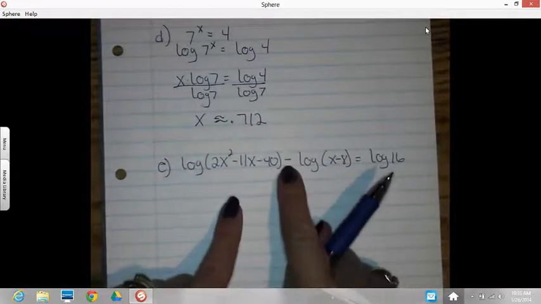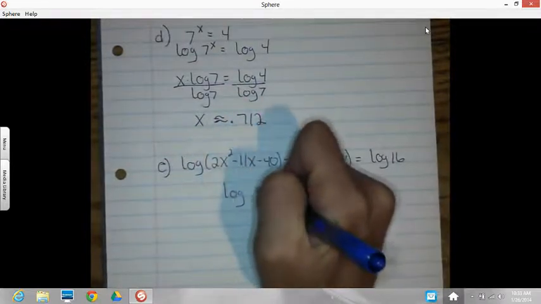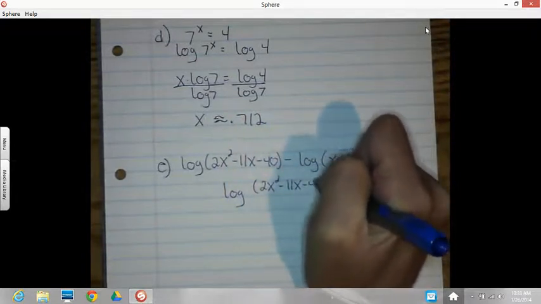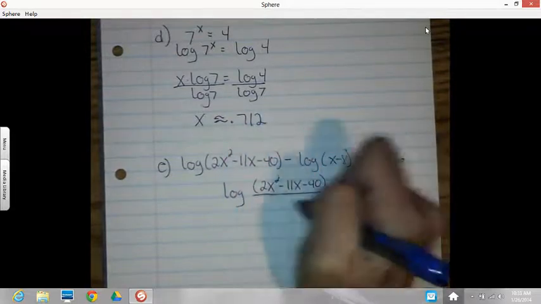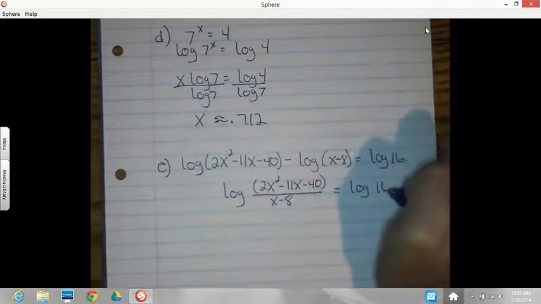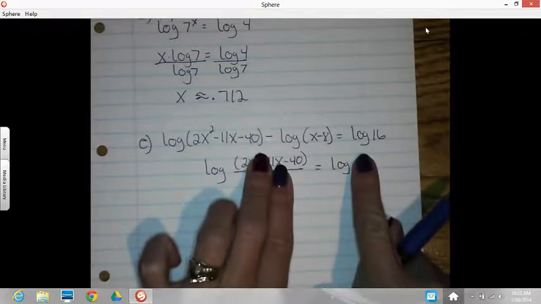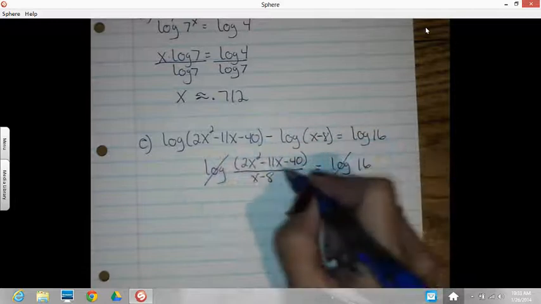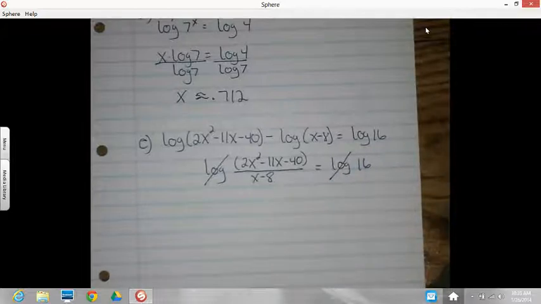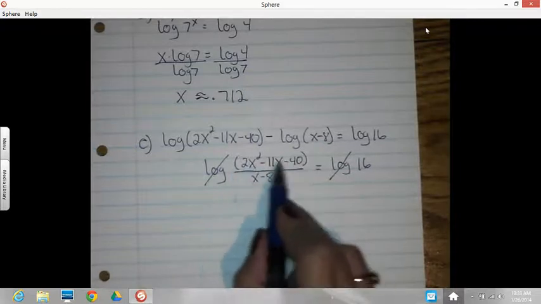So the log of 2x squared minus 11x minus 40 divided by x minus 8 equals log of 16. So I've got the log of something equals the log of something. At this point, I can throw away the logs and say that this ugliness has to equal 16. But I've got to solve this. Well, I'm going to take a stab in the dark here because this is doable and say that this factors. I'm going to bet x minus 8 is a factor.